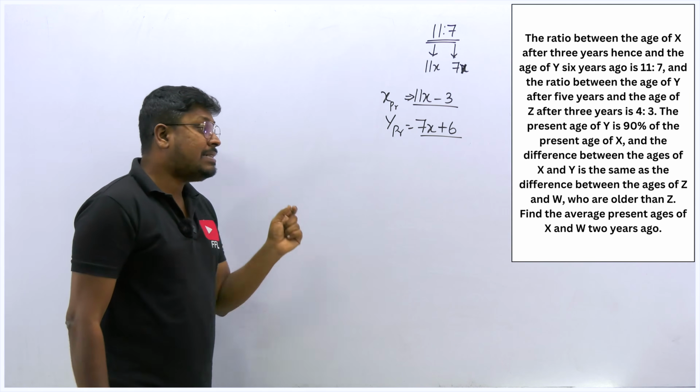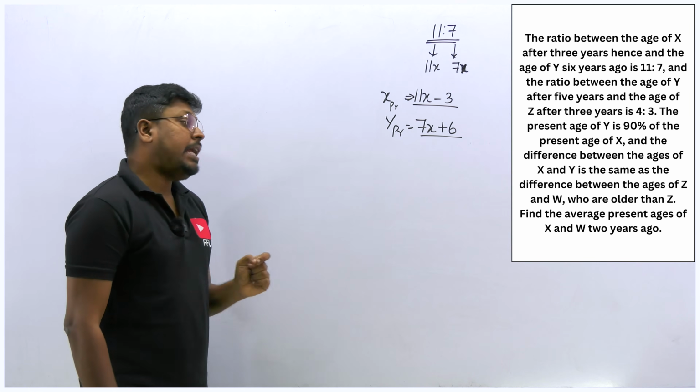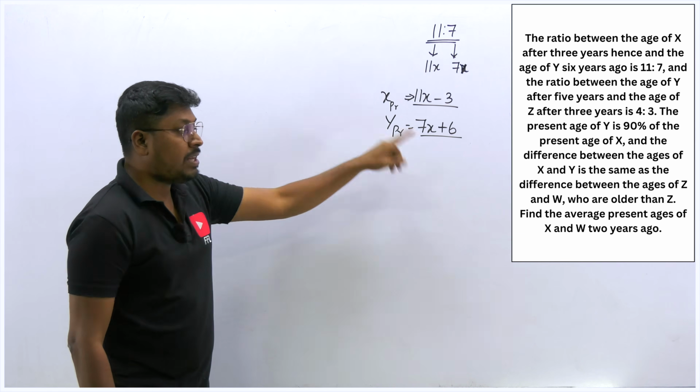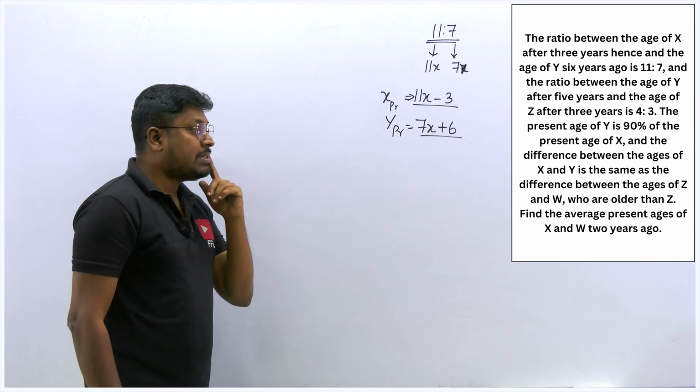So now what is the second point they have given us? The ratio between the age of Y after 5 years and the age of Z after 3 years.